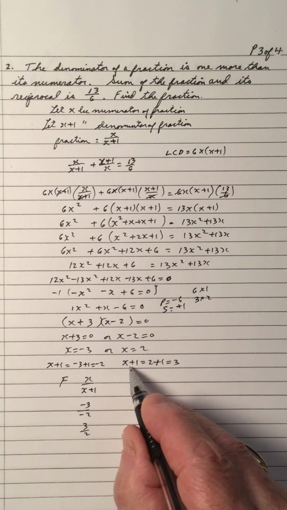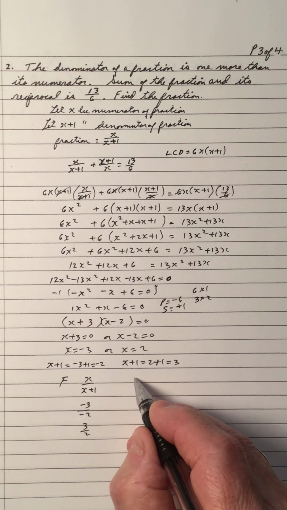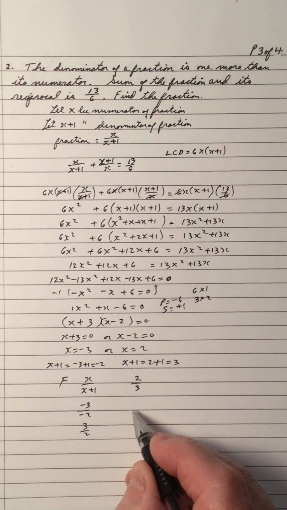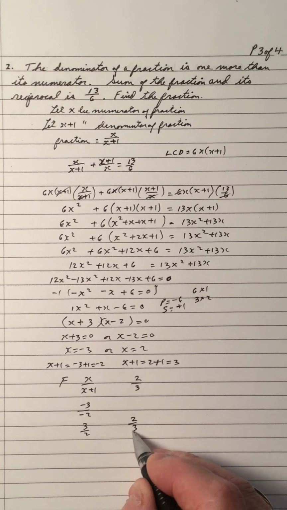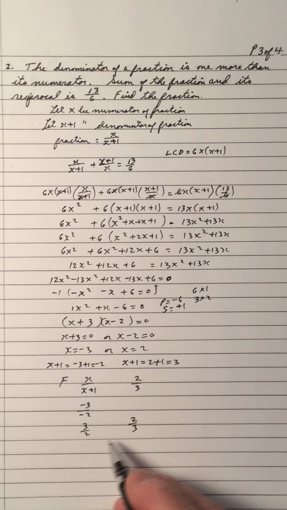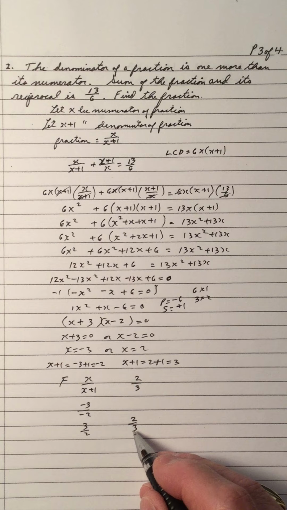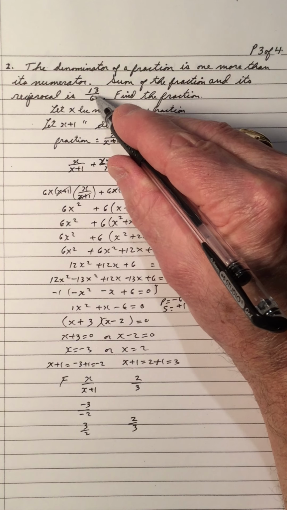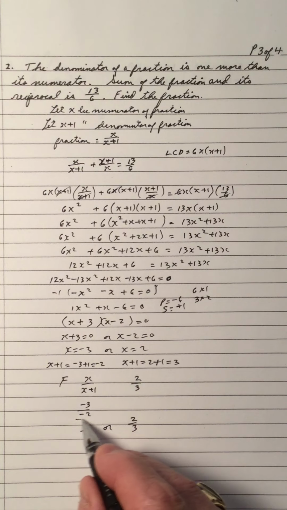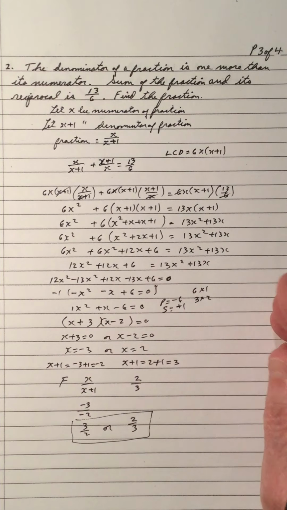So the fraction, when x is negative 3, becomes 3 over 2. And we have a fraction for this one: x, which is 2, over x plus 1, which is 3. So this fraction is 2/3. So you could have a fraction of 3 over 2 or a fraction of 2 over 3 to give you the sum of 13 over 6. So these are the two fractions that work with this problem.